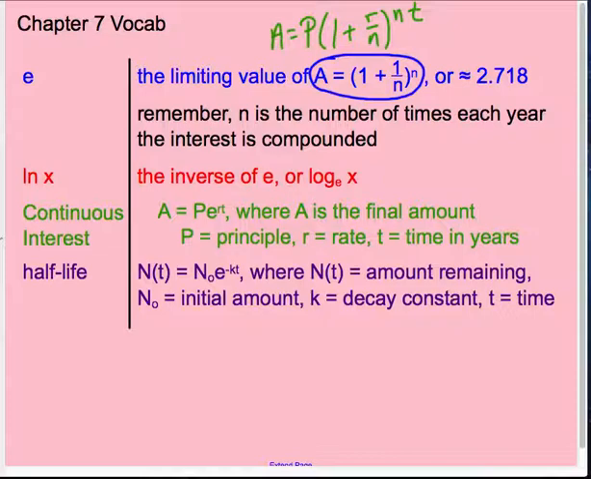The natural log of x is the inverse of e, or log base e of x. And then we're also going to use the half-life formula down at the bottom here. So N of t is the amount remaining, N sub 0 is the initial amount, k is the decay constant, and then t is time.